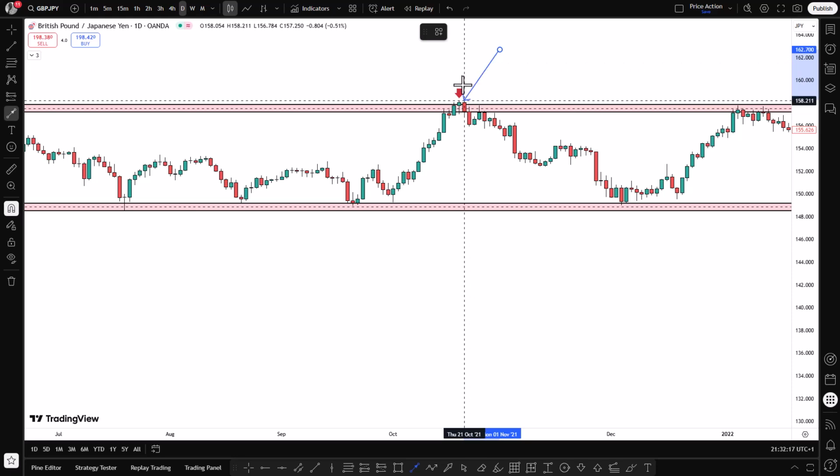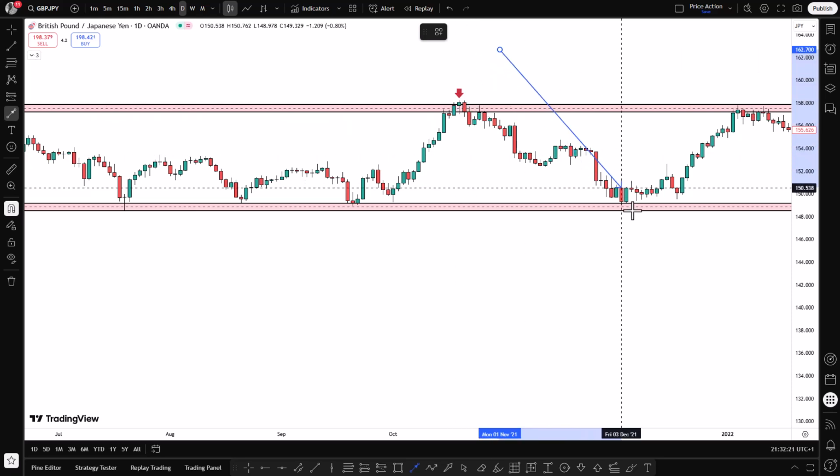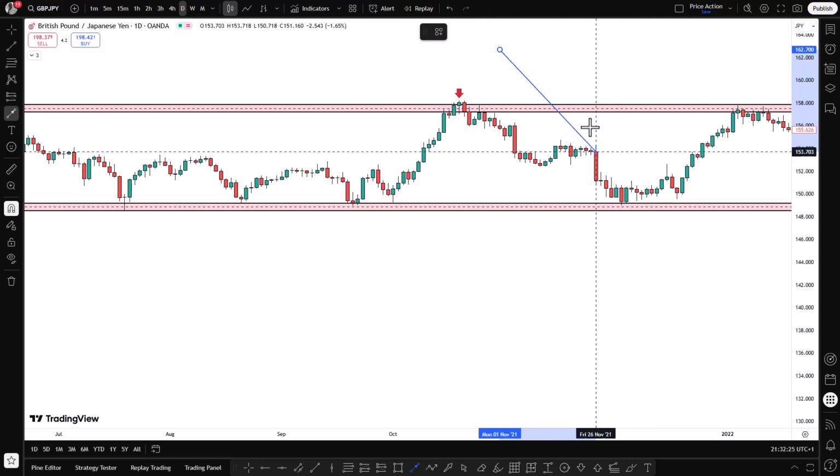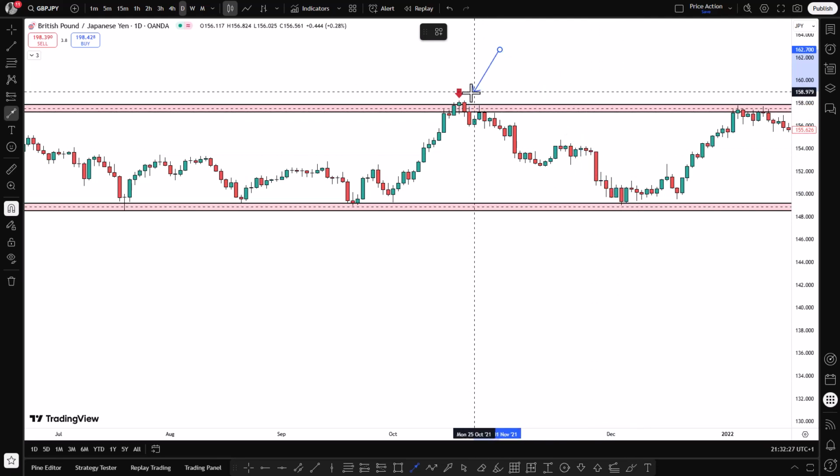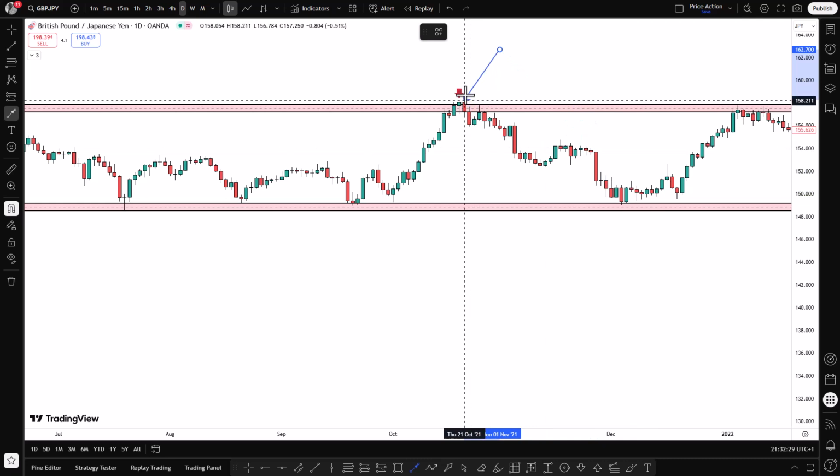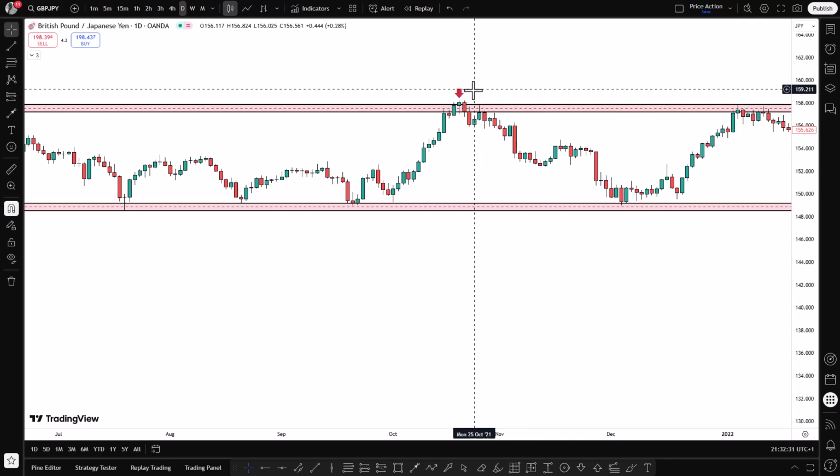And so when price came to this level, it couldn't break above this level, and then it reversed and started moving down, only for it to come and bounce off of this support level. So this is the reason why we said price was finding it difficult to break above these levels. This is a confirmed resistance area.